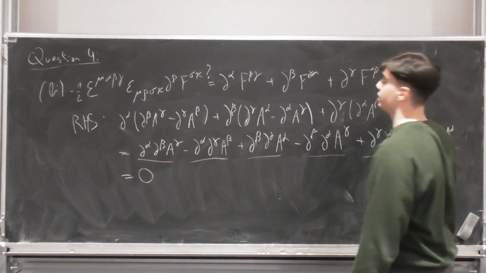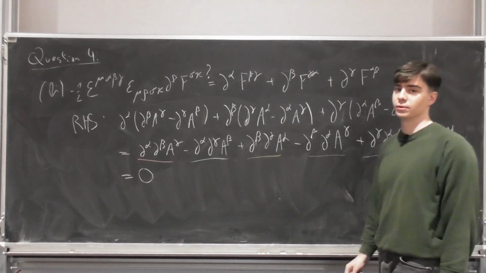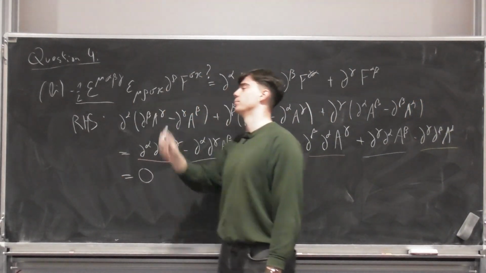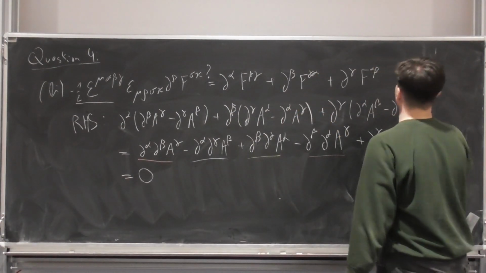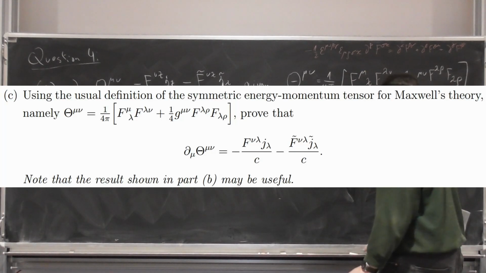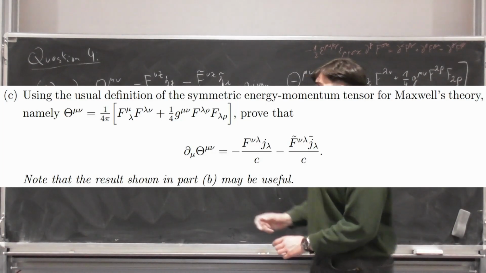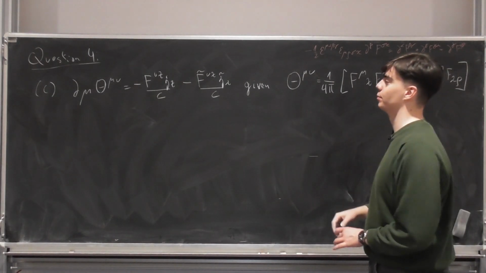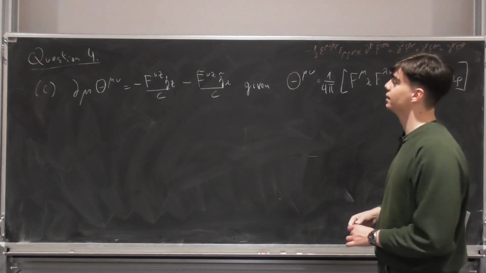And so we show that the right-hand side is equal to 0 and the left-hand side is equal to 0, because if you multiply minus 1/2 epsilon mu alpha beta gamma by 0, you still get 0. So this is equal to 0, and we're done. And so in question 4, part C, we're asked to use this thing that we just derived. Well, it's not necessary, but I guess I don't know how to do that.